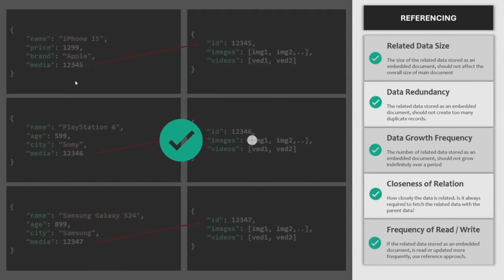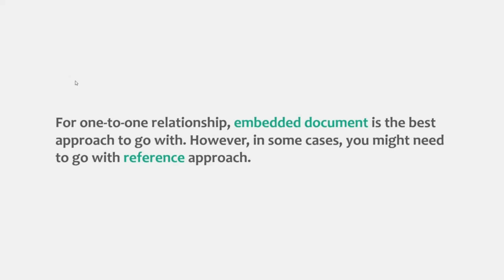So I hope with these two examples, now you understand when you should go with the embedded document approach and when you should go with the referencing approach for a one-to-one relationship between data entities. Always remember that whenever you have a one-to-one relationship between two data entities, embedded document is the best approach to go with. In 90% of the cases, you can go with the embedded document approach. However, in some cases, and these cases are very few, less than 10%, you might need to go with the reference approach. But in most cases, whenever you have a one-to-one relationship, you should always go with the embedded document approach.